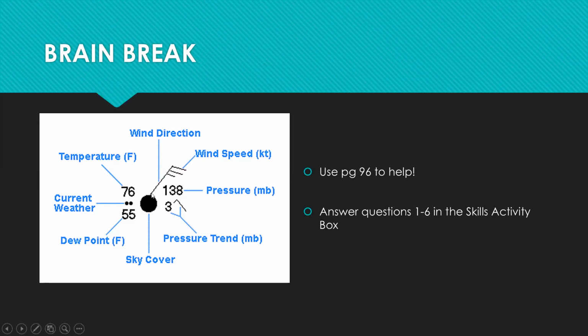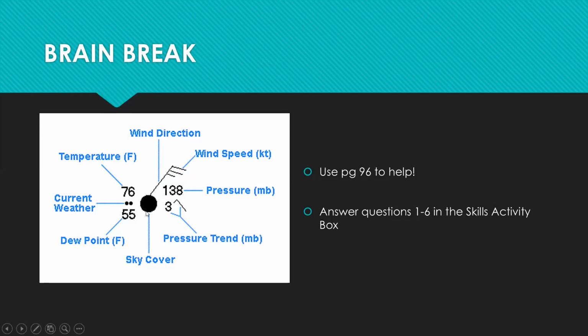This is telling you the wind direction, so which way is the wind moving? Think of it like a compass. If this is north and this is south, then your wind is moving northeast. These little bars tell you how much wind speed there is. This is the atmospheric pressure and the pressure trend, so is it going up or is it going down?